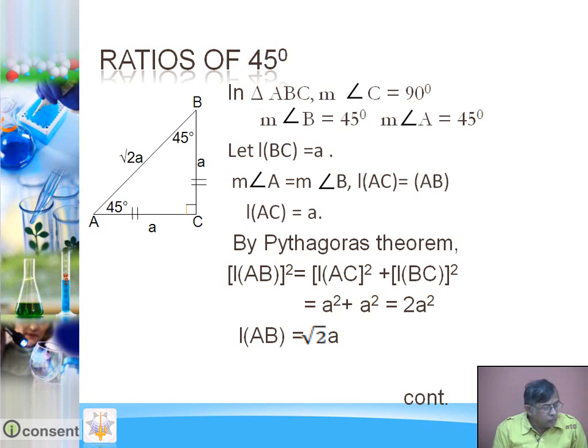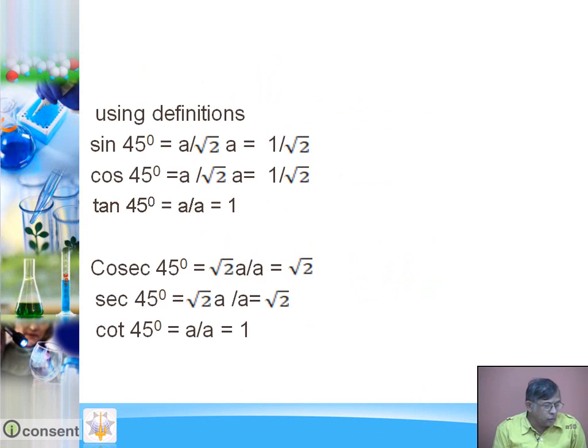Now the ratios of 45 degrees. We know that the side opposite to 45 degrees in a right triangle is 1 upon root 2 into the hypotenuse, and therefore if we consider BC is A, AC is A, then AB is equal to root 2 into A. Using definitions, sin 45 is equal to A upon root 2A, that is 1 upon root 2. Cos 45 is equal to A upon root 2A, that is 1 upon root 2, and tan 45 is equal to A upon A, that is equal to 1. So cosec 45 is root 2, sec 45 is root 2, and cot 45 is equal to 1.